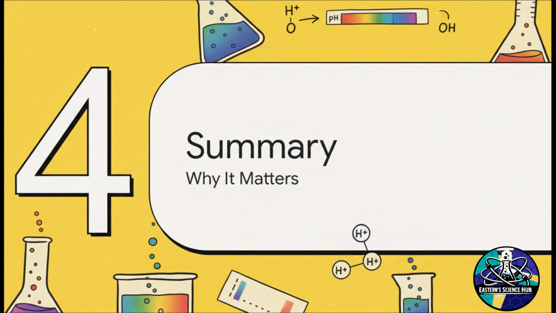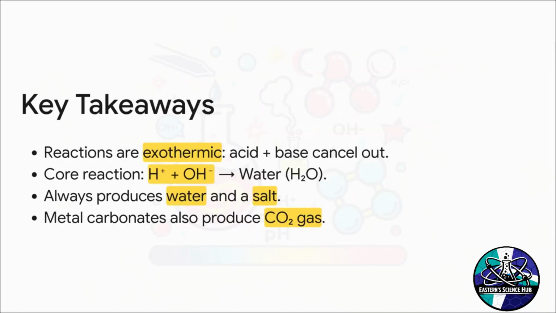All right, let's wrap this up and review the most important things to remember about neutralization. So here are your key takeaways. First, acids and bases neutralize each other in a reaction that gives off heat. It's exothermic. Second, the real chemistry is always H+ ions plus OH- ions coming together to make water. Third, every single time you're going to produce water and some kind of salt. And finally, don't forget the special case. If you use a metal carbonate, you get that extra product, carbon dioxide gas, which you'll see as fizzing.